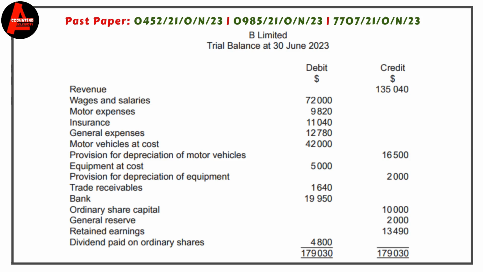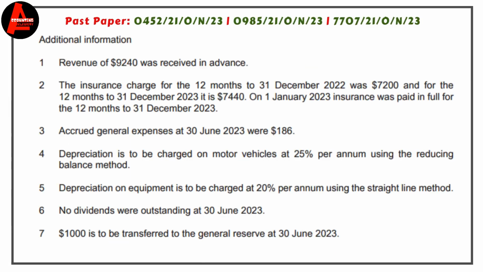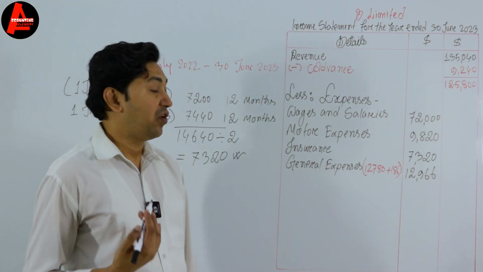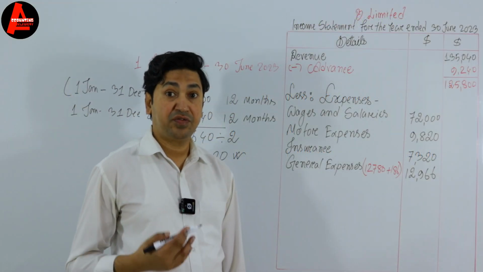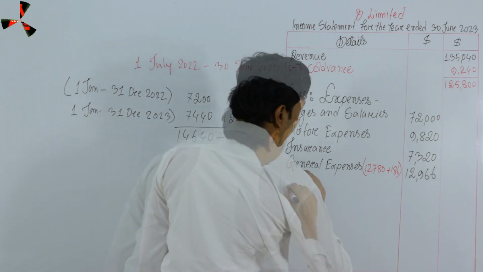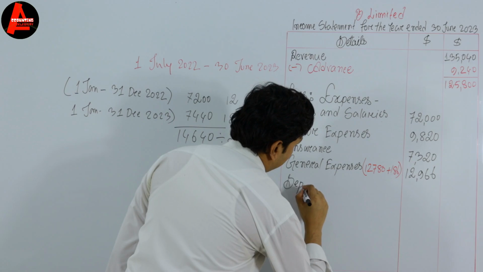Okay, so our next item on the question is here provision for depreciation of motor vehicle. Yes, we have depreciation. Then we have here provision for depreciation of equipment. We have two depreciations. Then ordinary share capital, this will be taken to the statement of changes in equity. General reserve, same. Retained earnings, same. Dividend paid, same. Okay, so now we will calculate depreciation for equipment and depreciation for motor vehicles.